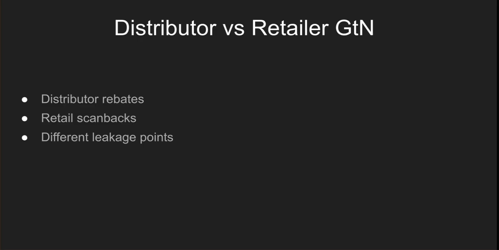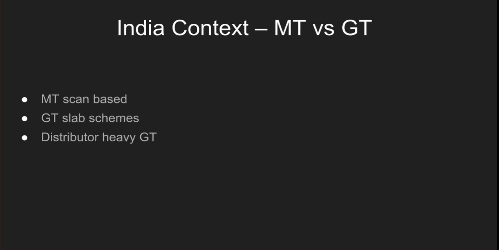Let's talk about how things work. Distributor versus retail GTN. The distributor model includes margin and volume slabs, and the retailer model includes scan backs and display fees, that kind of thing. So both hit net sales differently. Let's talk about this in the Indian market context. In India, GT uses distributor schemes, and MT uses scan-based claims. TPM must support both in parallel for the Indian market.